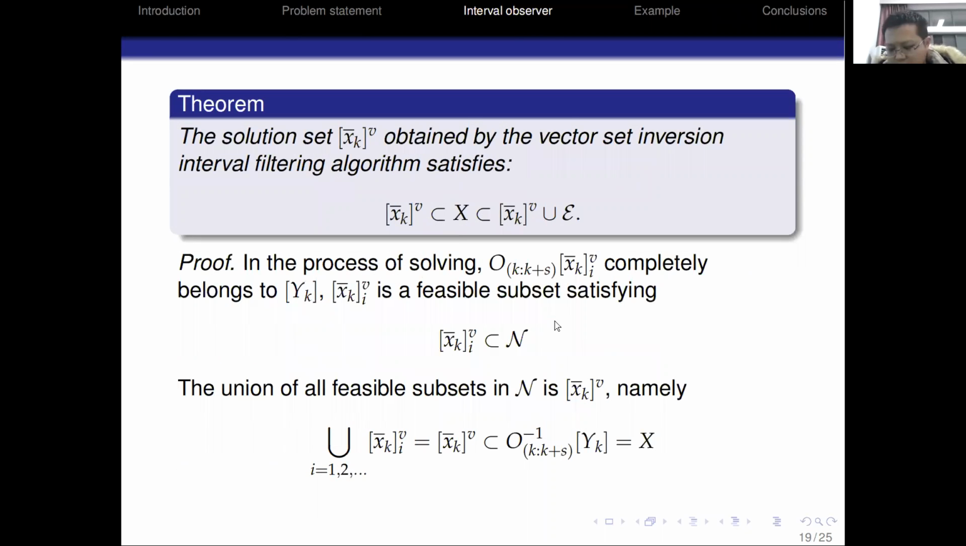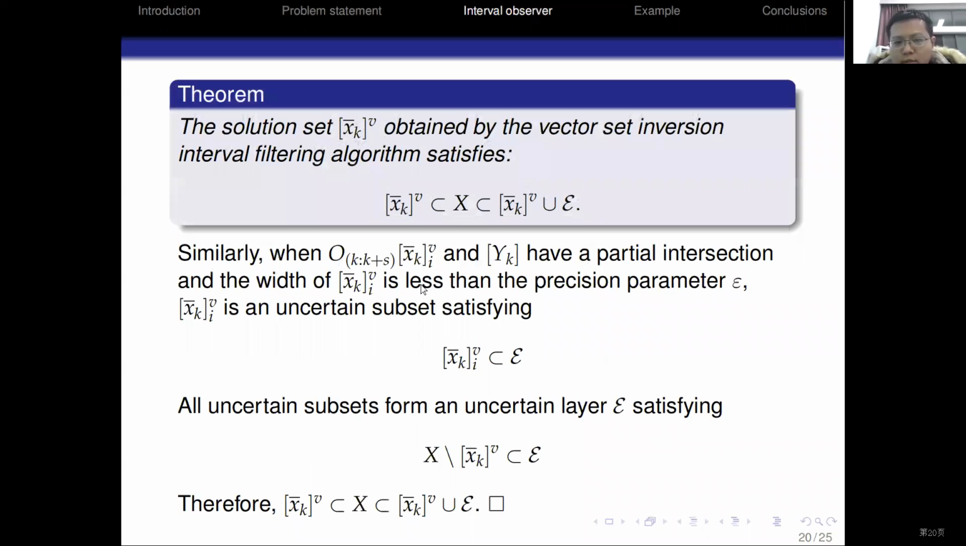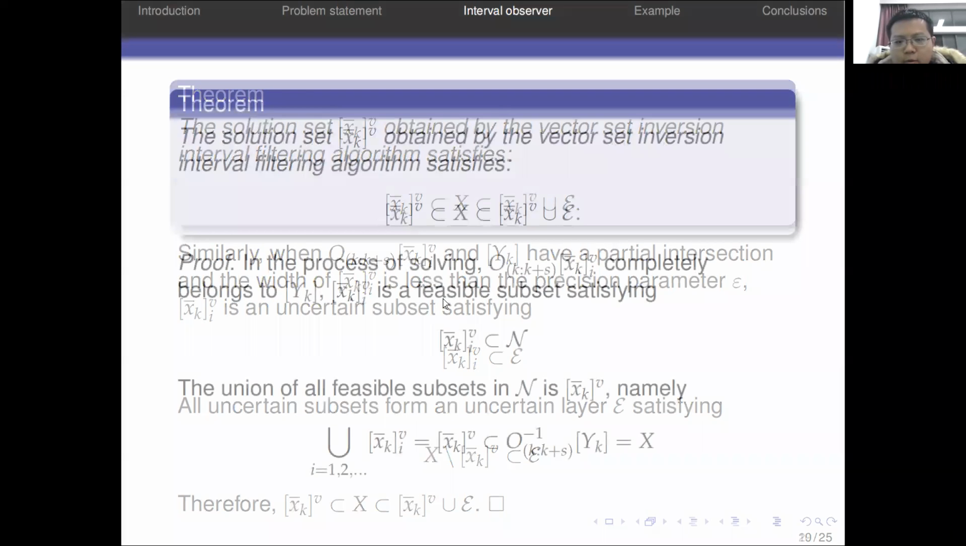And we give another theorem that the solution set obtained by the vector set inversion interval filtering algorithm satisfies xv is in x, and x is in Sk and epsilon. The proof is very simple. That can also be seen in the diagrams or the figure.